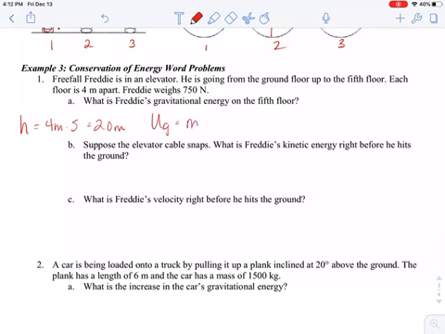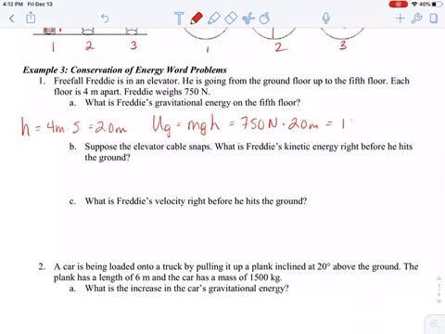Gravitational potential energy is mgh, and mg is his weight, so that's 750 newtons, and then the height was 20 meters, and when I multiply those together, 750 times 20, I get 15,000 newton meters or joules.